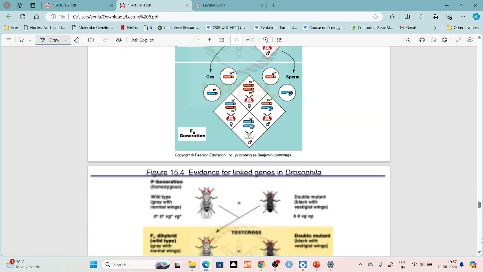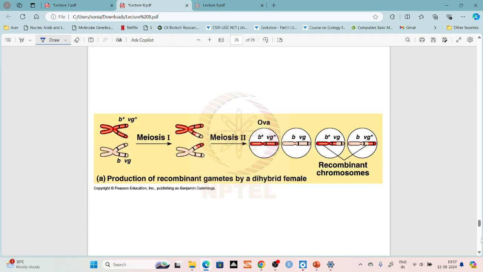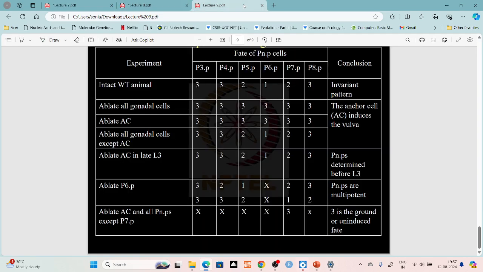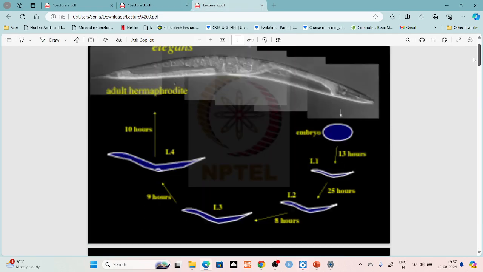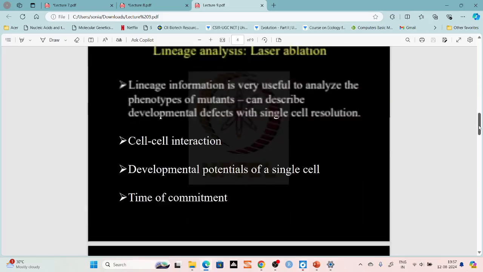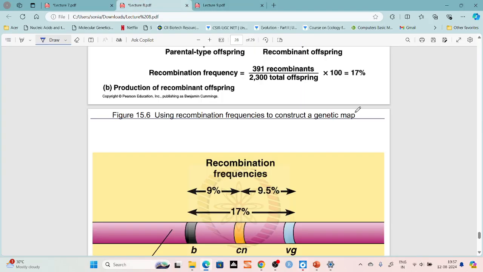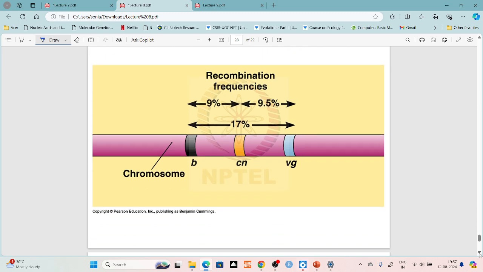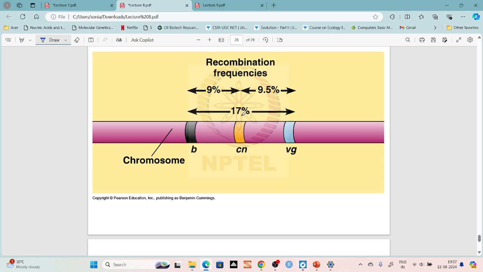And these are just the crosses. You have to go through these crosses, because these crosses cannot be explained orally. You have to make them yourself in the copy and practice it. This is about recombination frequency that I was talking about. See, if the total distance is 17%, this is 9%, this is 9.5%. That means the distance between B and CN is a little bit lesser than the distance between CN and vestigial.